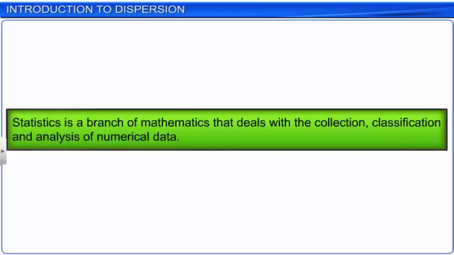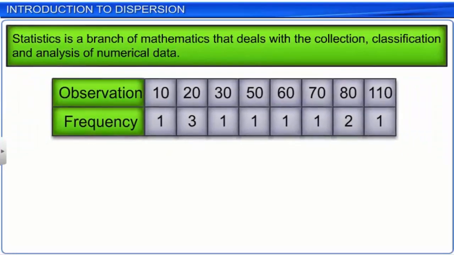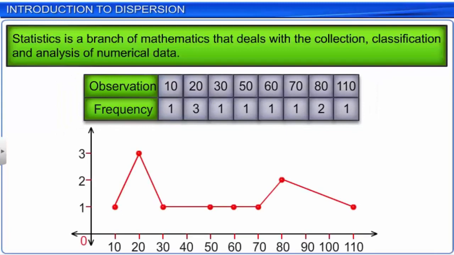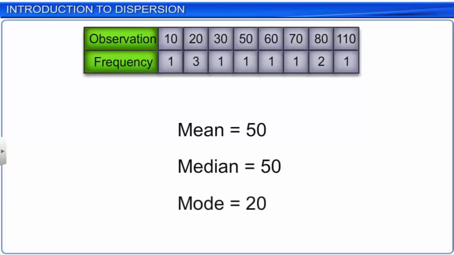Statistics is a branch of mathematics that deals with the collection, classification, and analysis of numerical data. We know the methods to represent data graphically and in a tabular form. We also know different methods, mean, median, and mode, to determine the central tendency of a collection of data.